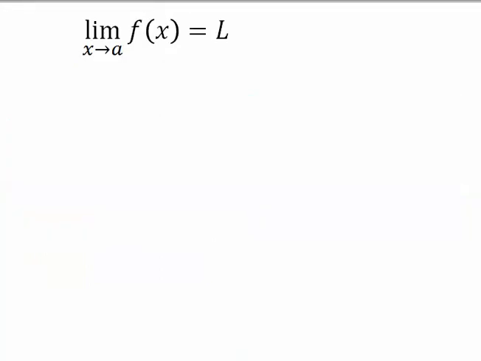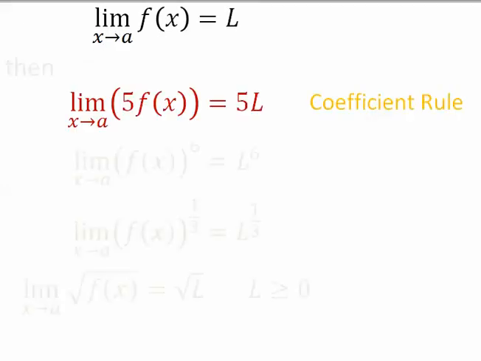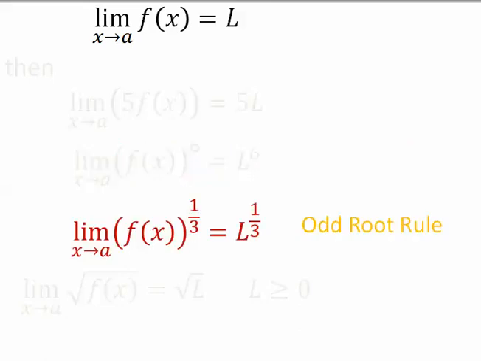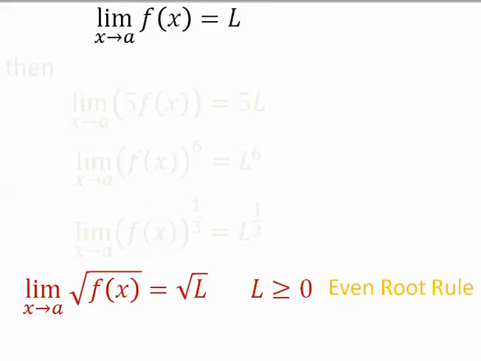Suppose that the limit of f is equal to L. Here's what you know. The limit of 5 times f is equal to 5 times the limit. The limit of f to the 6th is equal to the limit to the 6th. The limit of the odd root of f is equal to the odd root of the limit. The limit of the even root of f is equal to the even root of the limit.